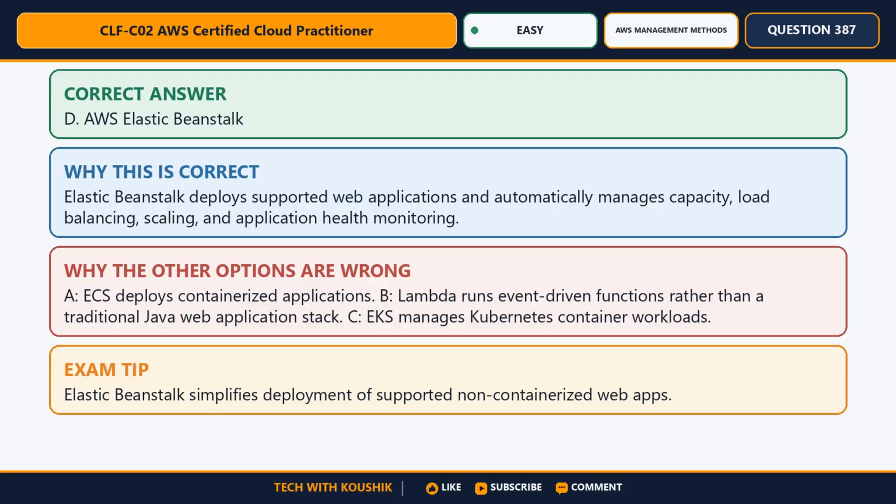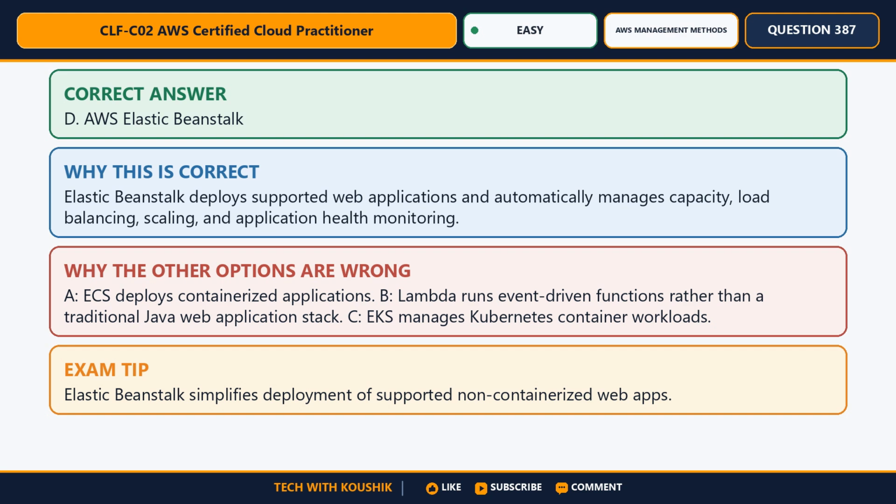The correct answer is D, AWS Elastic Beanstalk. Here is why. Elastic Beanstalk deploys supported web applications and automatically manages capacity, load balancing, scaling, and application health monitoring. Why are the other options not correct?